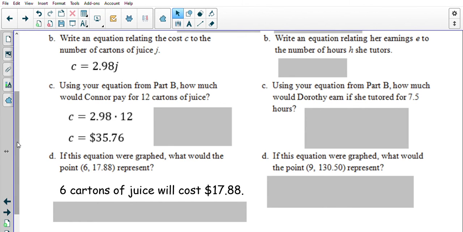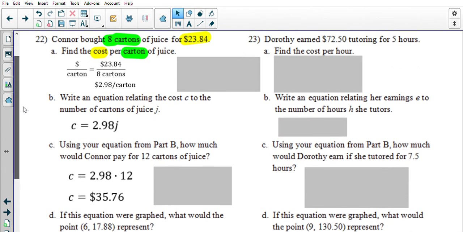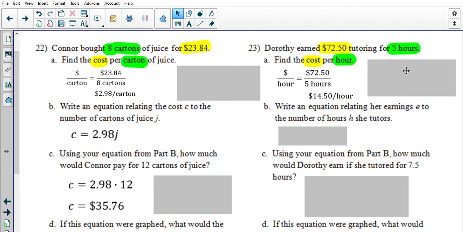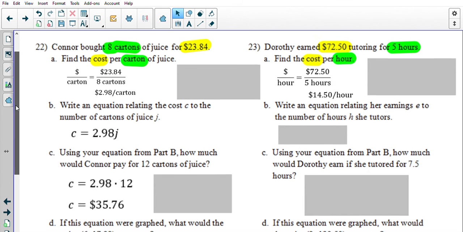Let's take a look at another problem like this. Number 23. Dorothy earned $72.50 tutoring for 5 hours. Find the cost per hour. So we want to take the cost, $72.50, divided by the number of hours, which is 5 in this case. So take $72.50 divided by 5 hours. She's going to earn $14.50 per hour.